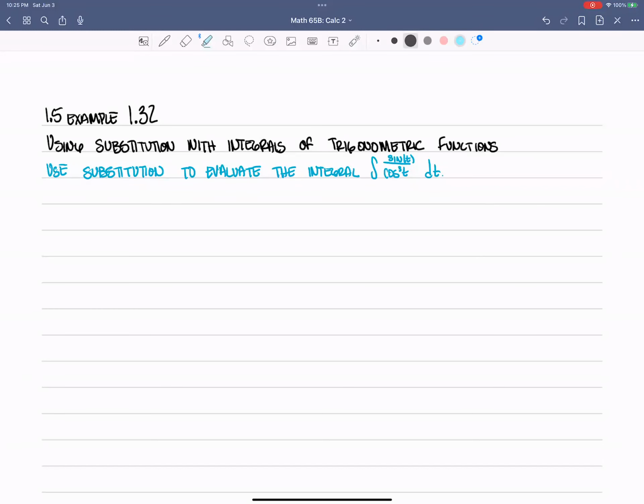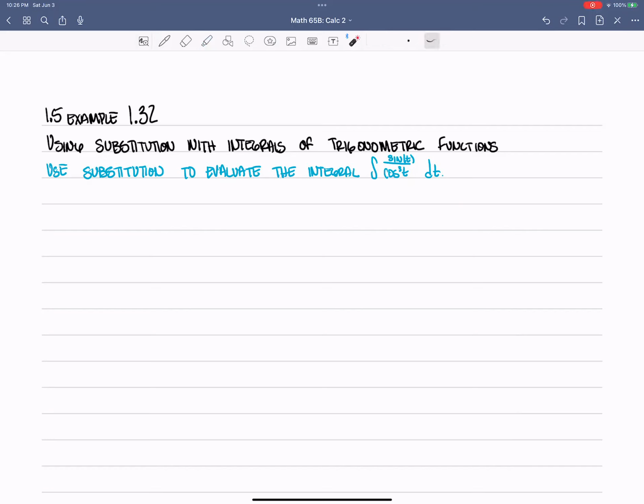Section 1.5, example 1.32, or example 32, using substitution with integrals of trigonometric functions. So use the substitution to evaluate the integral of sine t over sine cubed t dt.